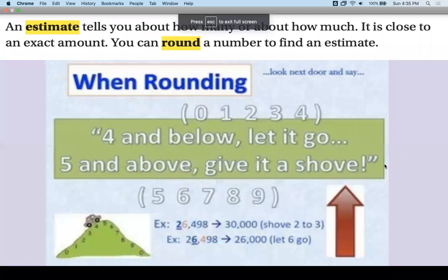All right, so when we're rounding, I think of a little saying: 5 and above, give it a shove; 4 and below, let it go. So again, if a digit is 4, 3, 2, 1, or 0, then we round down. If it's 5, 6, 7, 8, or 9, we round up.